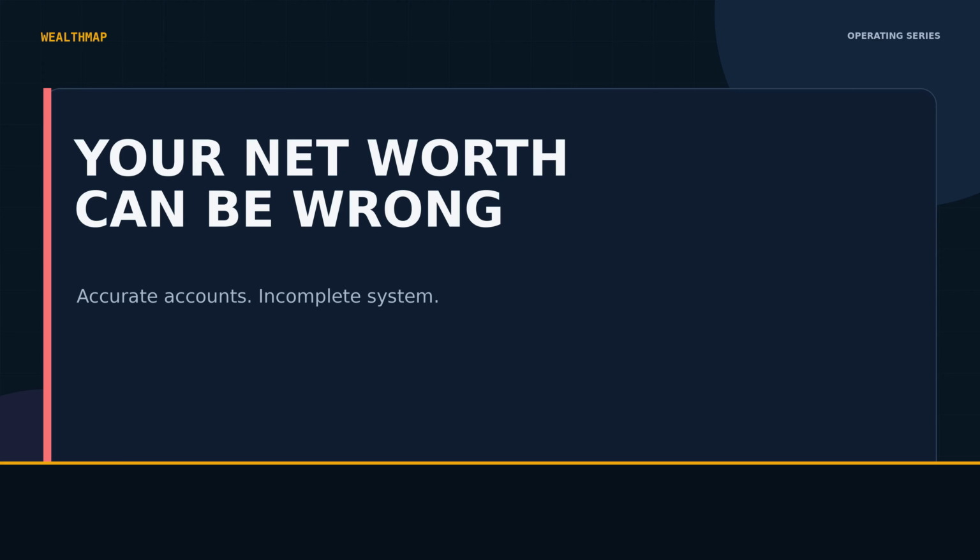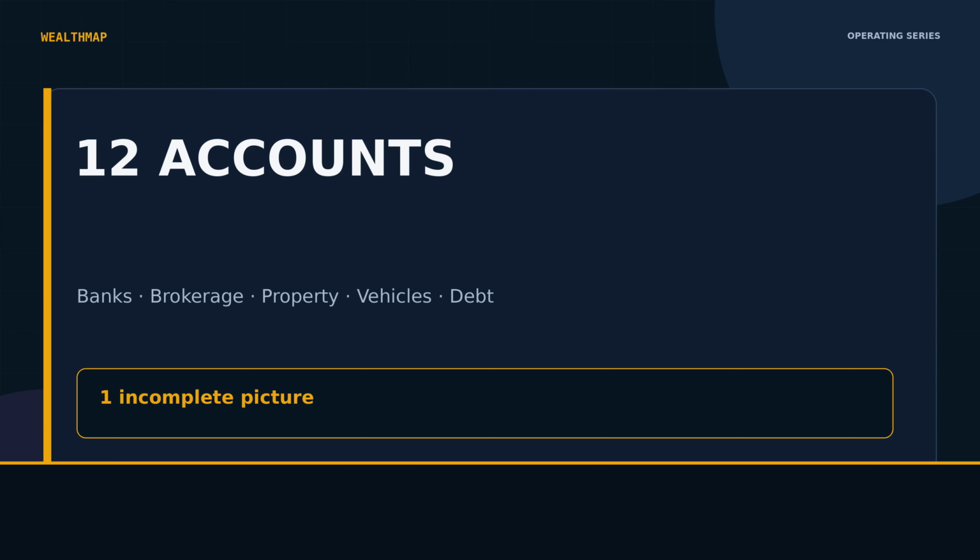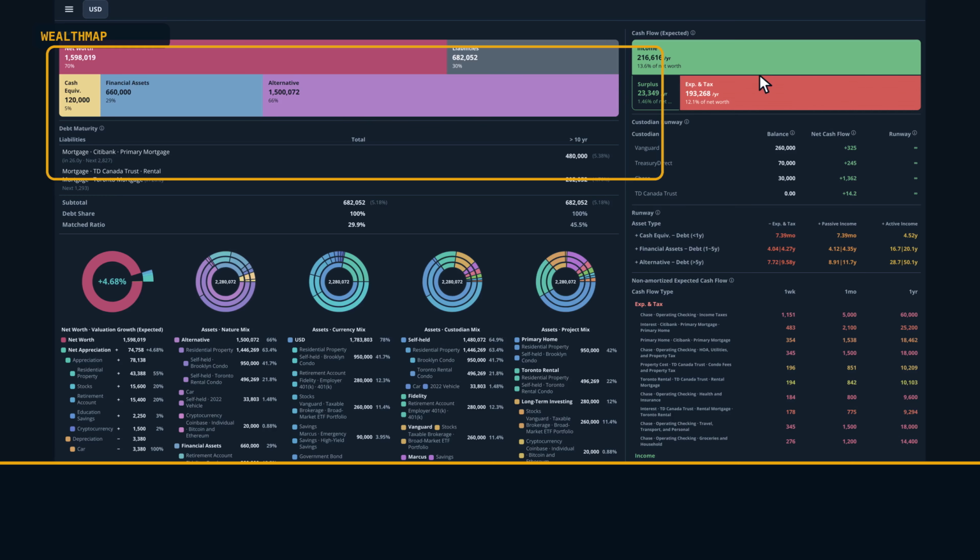Your net worth can be wrong even when every account is accurate. The problem is fragmentation. Cash at one bank, retirement at another, a brokerage, property, vehicles, and debt in separate places. A net worth tracker should turn those disconnected records into one personal balance sheet you can actually manage.